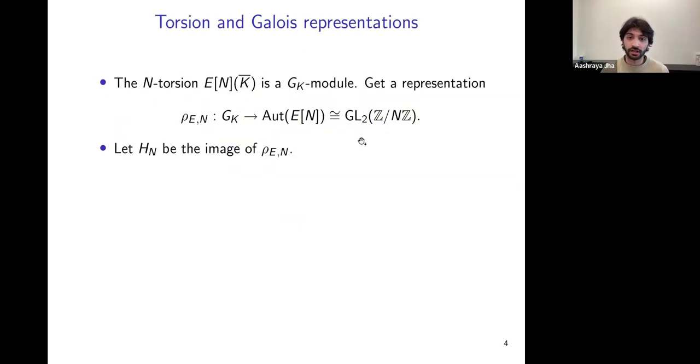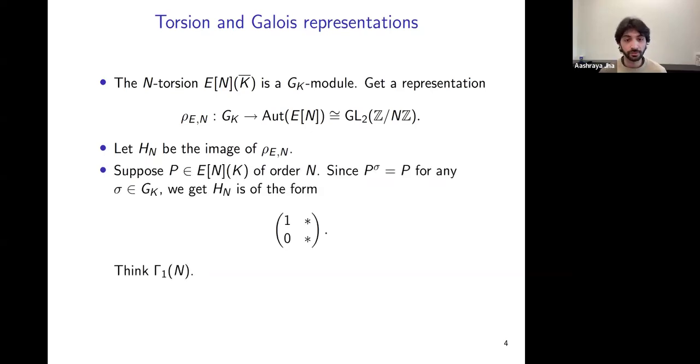There's also a more Galois representation view of the following. This E[N](K̄), as an abelian group, is isomorphic to (Z/NZ)^2, but it also has the structure of a Galois module. Here G_K denotes the absolute Galois group of K. So we get this two-dimensional Galois representation. I'll call this rho_{E,N}, and I'll let the image be H_N.